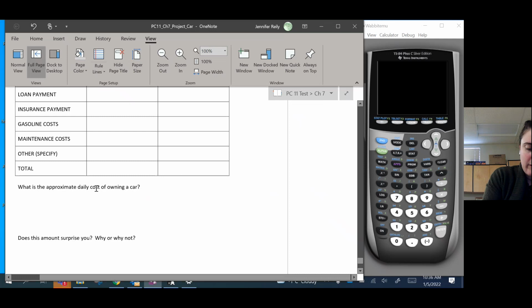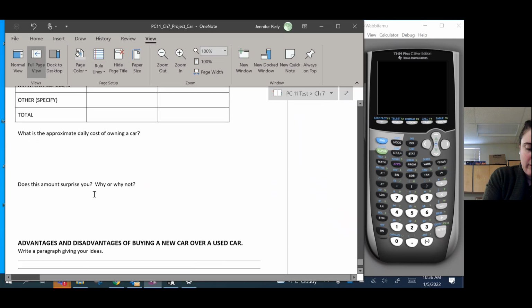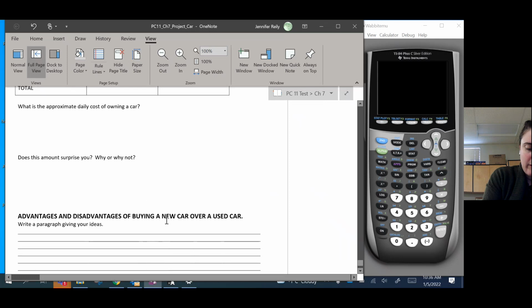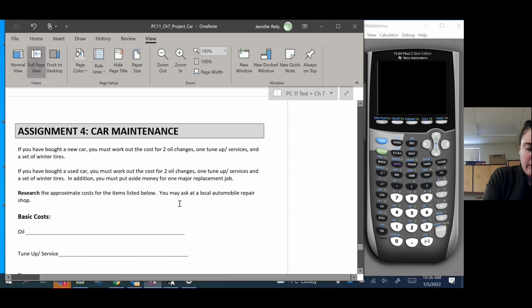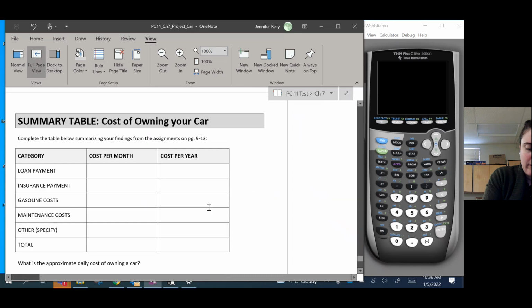And also you'll calculate the daily cost of owning a car and talk about whether this amount surprises you or not. Is it more expensive than you thought or less expensive than you thought? Also, you'll do a little summary of the advantages of buying a new car over a used car, because you'll see some of those advantages, especially in the car maintenance section here.